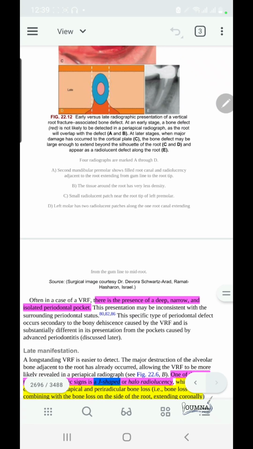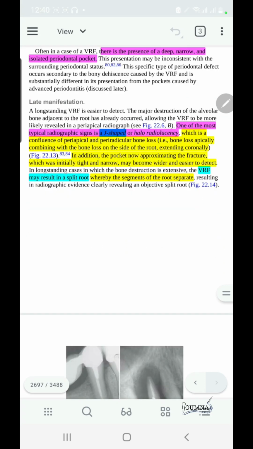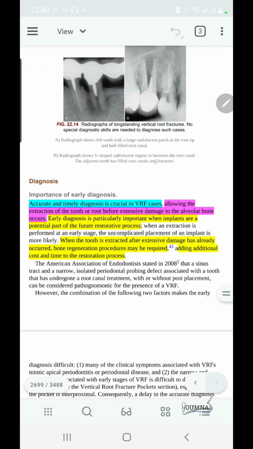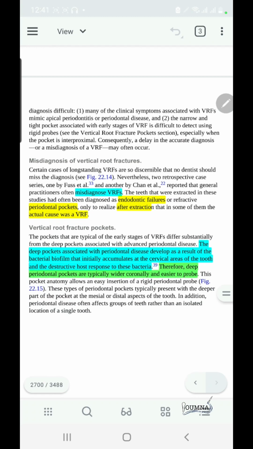We have the J-shaped halo radiolucency that is associated with the whole root and not confined to the apical area only. The vertical root fracture may result in a split root. When we confirm that we are dealing with a vertical root fracture, we must do the extraction as early as possible to prevent any bone loss that will compromise any future restoration, whether it is an implant or fixed prosthodontics, which may require bone regeneration procedures, adding additional costs and time to the restoration process.